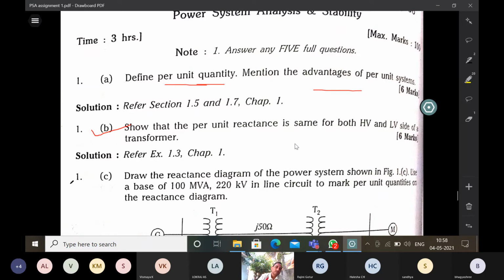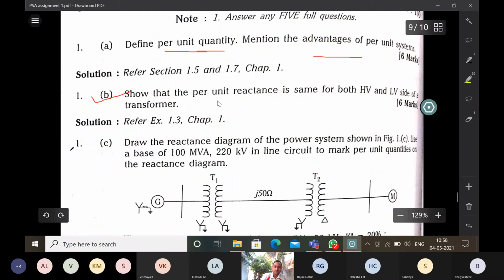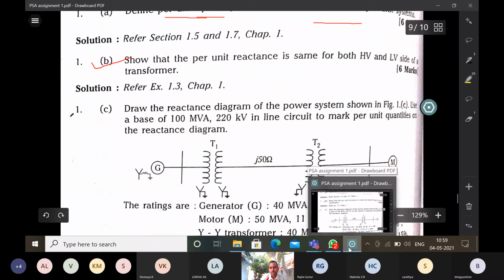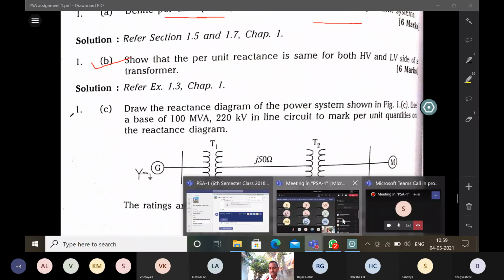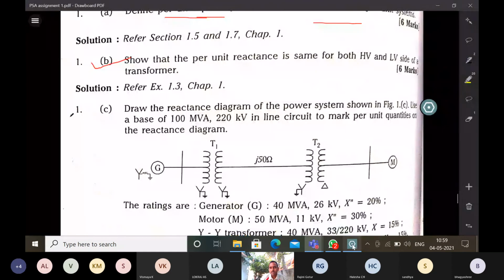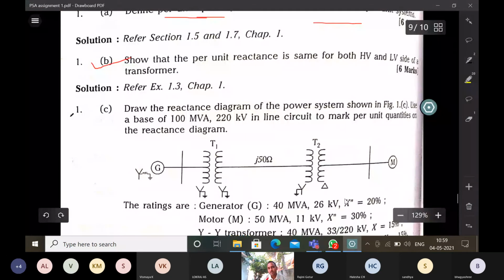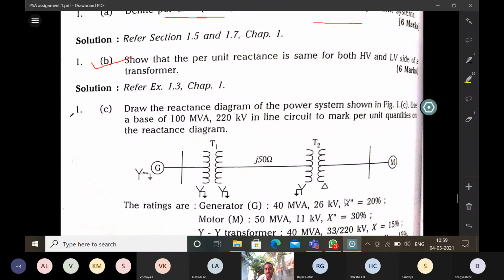So these things are important in this chapter. This is how you are going to solve the problem. This is the easiest problem in the first chapter. This is the basics: how to take the base value, how to convert into per unit, how to write the reactance diagram. These are all basics. So this is very important. If you know these basics, you can apply them in the coming chapters. In the coming chapters, there are advanced calculations.